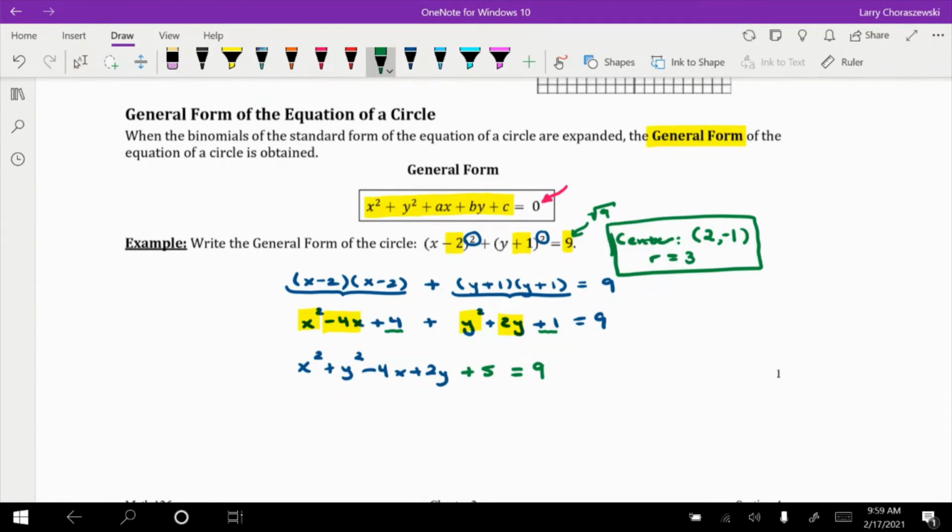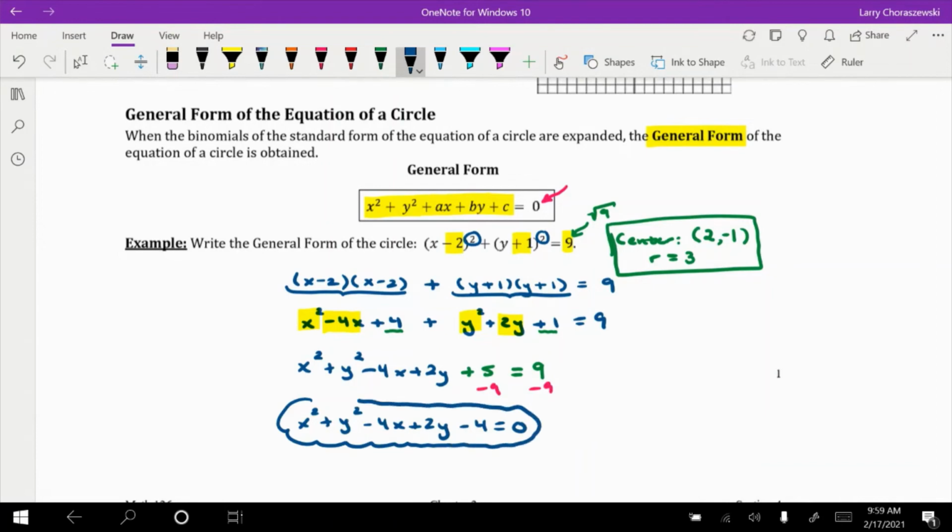One more thing to do, though. Any ideas what that might be? Subtract 9. Yep. And this would be our general form of the circle. Okay, any questions, comments, concerns, winning lotto numbers on this one?